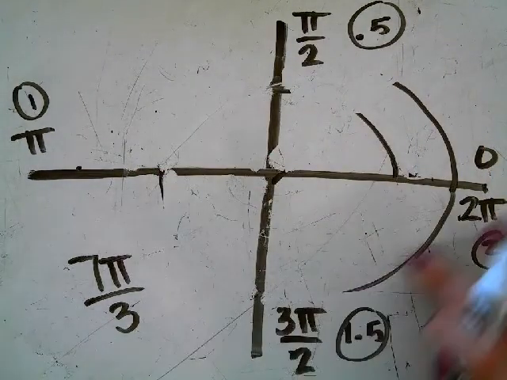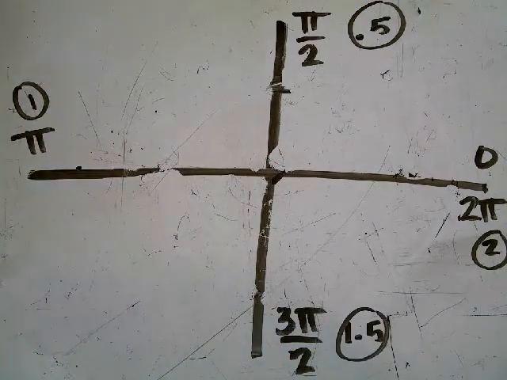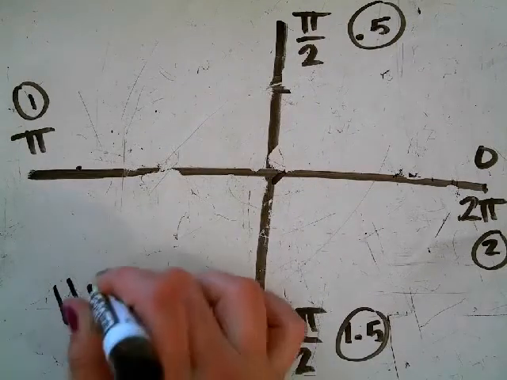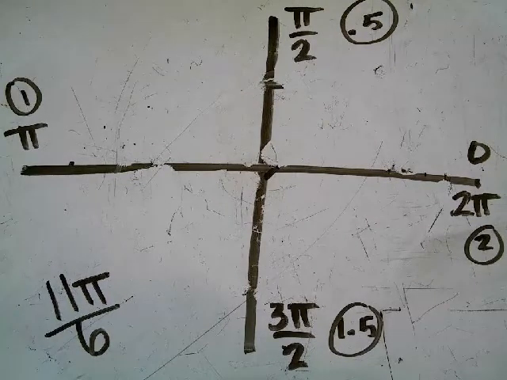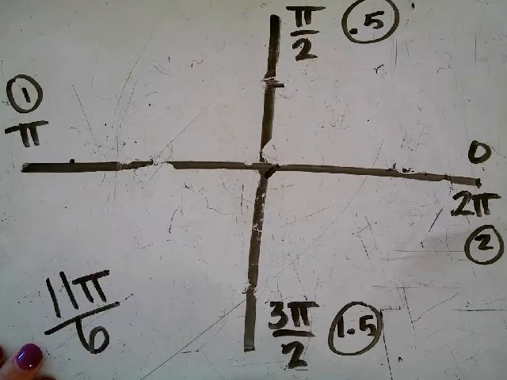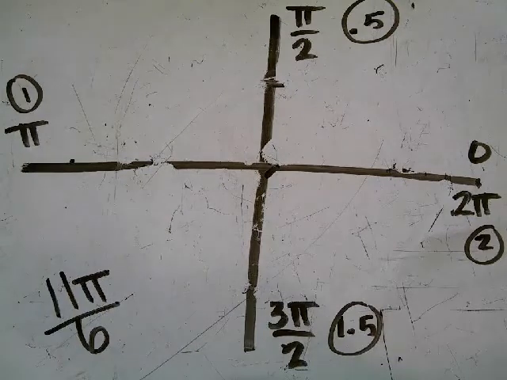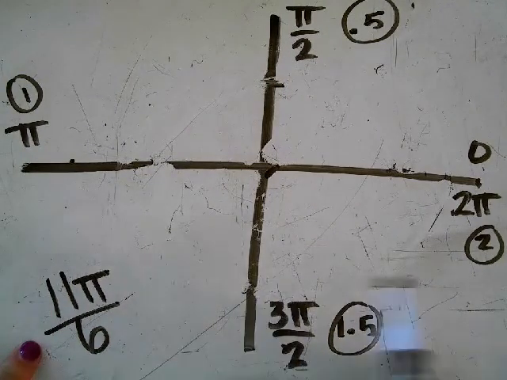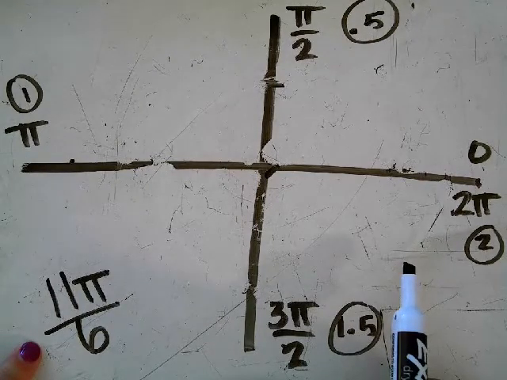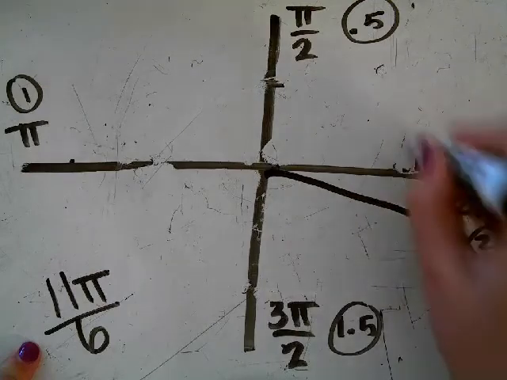Okay, let's do 11 pi over 6. Top half or bottom half? Bottom half. How do you know it's the bottom half, not the top half? Yes, perfect. It's bigger than 6 over 6. Okay. Is it quadrant 3 or quadrant 4? 4, how do you know? It's almost to 12 over 6, but not quite. Okay, so 11 over 6 is going to be very close to 12 over 6, but not quite there.